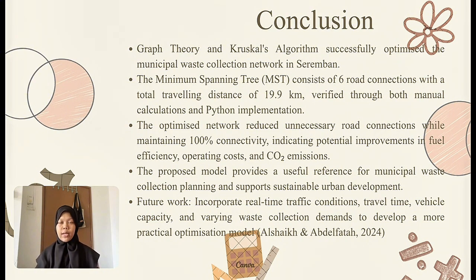Compared with the original network, the optimized network reduces unnecessary road connections while maintaining full connectivity between all waste collection locations. Although this study only considered traveling distance, the shorter network has potential benefits overall. The proposed graph model provides a useful reference for planning municipal waste collection networks and demonstrates the practical application of graph theory in solving real-world optimization problems.